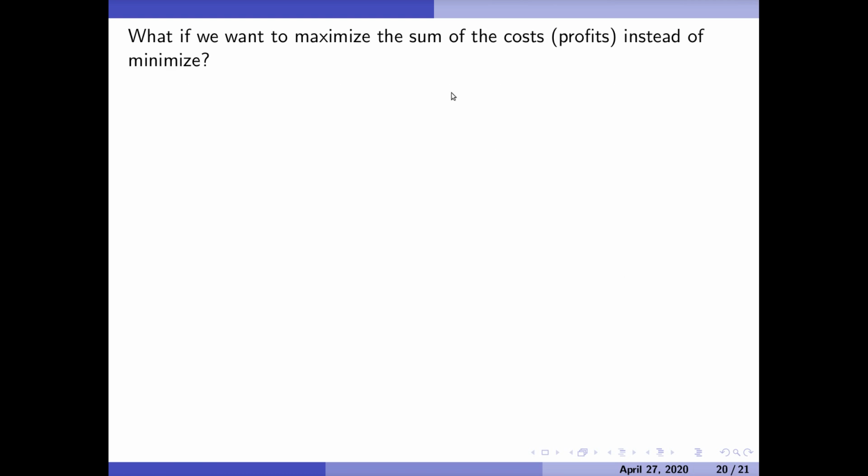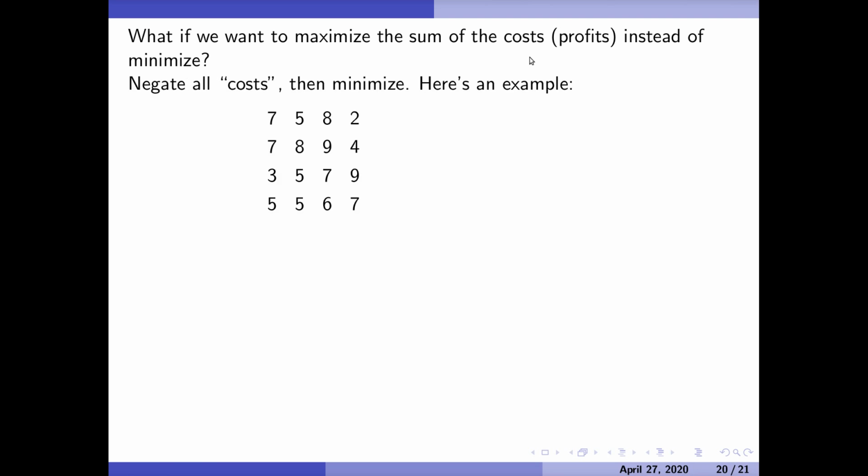What happens if we want to maximize the sum of the costs instead of minimize? So just as an example, here's some costs, and suppose we want to maximize the sum of these. So this is like profit instead of cost. So what we would do is we would negate those and then minimize the negative, because remember we're always minimizing. So here's the negative values.